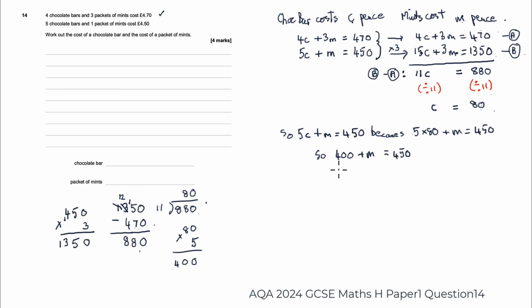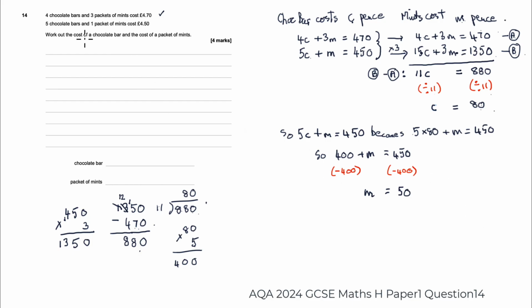Let's get rid of this 400 by subtracting 400 from both sides. And what does that give us? Well, that 400 disappears. We get m on its own. 400 from 450 gives us 50. Now, believe it or not, we have solved this problem.